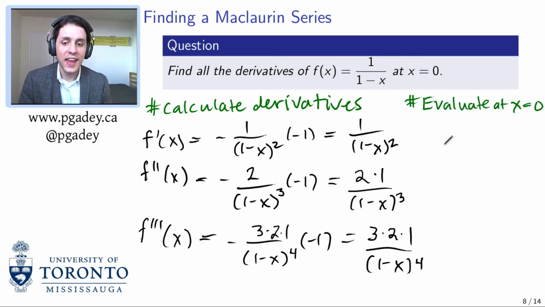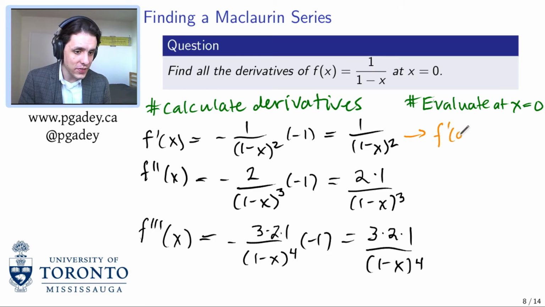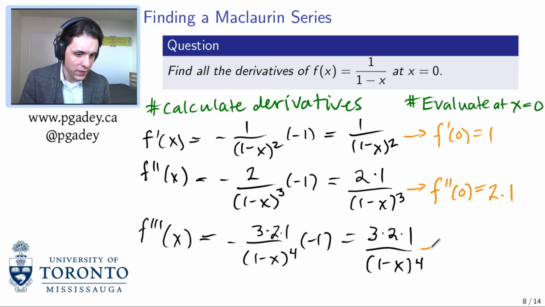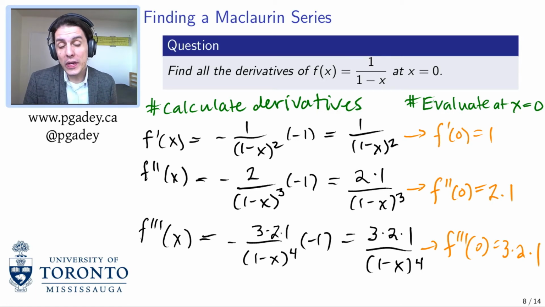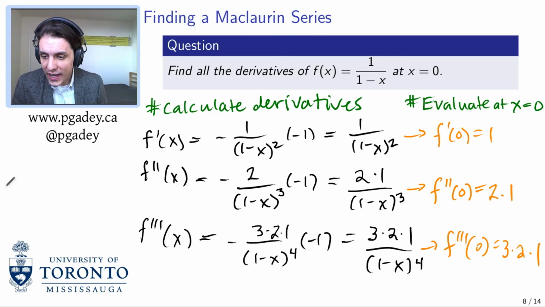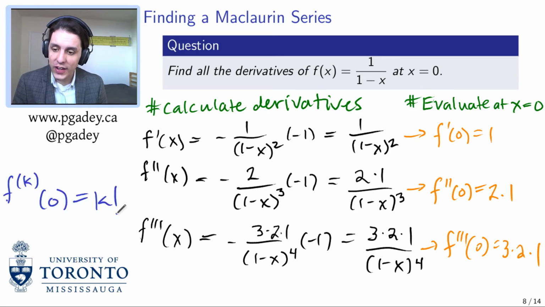So we'll plug in x equals 0 to each of these equations, and we'll see what we get. So f prime of 0 is 1. F double prime of 0 is 2 times 1. And f triple prime of 0 is 3, 2, 1. So we can sort of notice a pattern here. What we're getting is a sequence of factorials. So we're going to say that the kth derivative at 0 is k factorial.